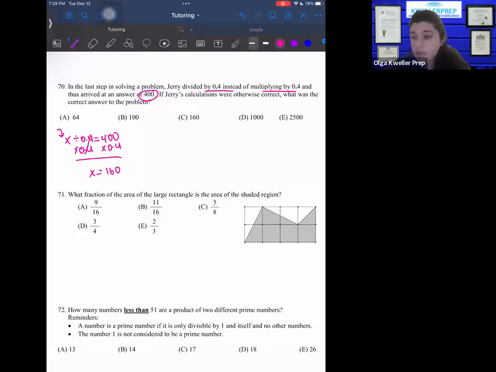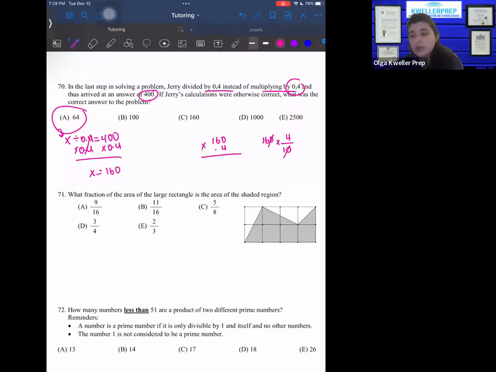Now, he wasn't supposed to divide by 0.4. He was supposed to multiply by 0.4. So his actual answer should have been 160 multiplied by 0.4. And that answer is choice A, 64. And then a way to do this quickly would be 160 times 4/10. And then 16 times 4 is easily 64.